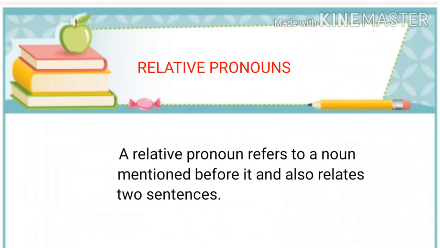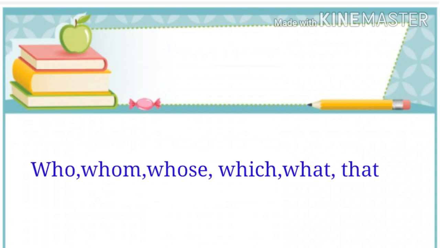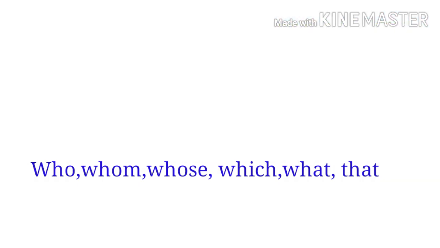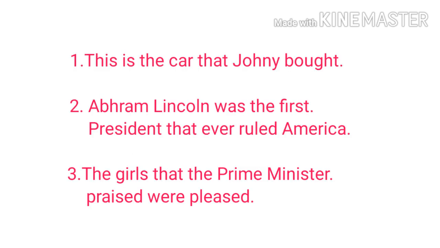Relative pronouns. Relative pronouns are used to join together two sentences. Relative pronouns in English are who, whom, whose, which, what, and that. Remember, who generally refers to human beings, which to animals and inanimate things. The relative pronoun that is often used for who, whom or which. For example, this is the car that, that means which, Johnny bought.